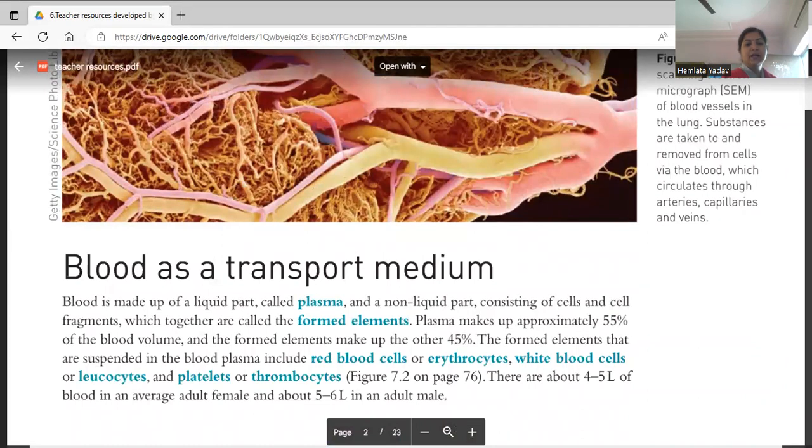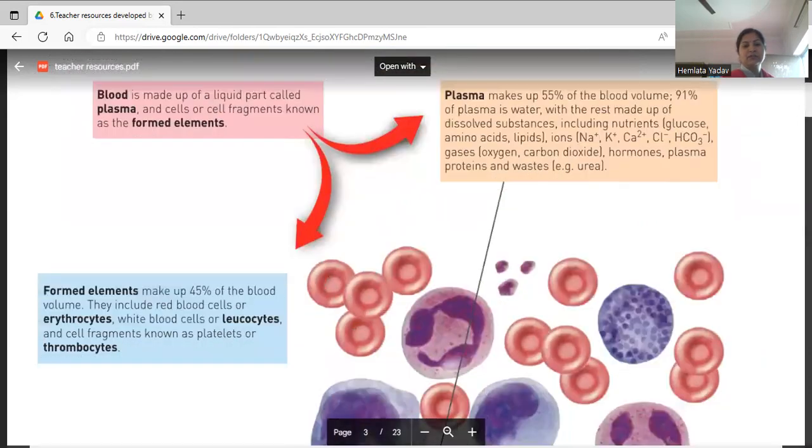transporting fluid. Blood is made up of a liquid part called plasma and a non-liquid part consisting of cells and cell fragments, which together are called formed elements. Plasma makes 55% of the blood volume, and the formed elements make up the other 45%. The formed elements suspended in the blood plasma include red blood cells, erythrocytes, white blood cells, leukocytes, platelets, and thrombocytes. There are about 4 to 5 liters of blood in an average adult female and 5 to 6 liters in an adult male. So this is about the blood cells.